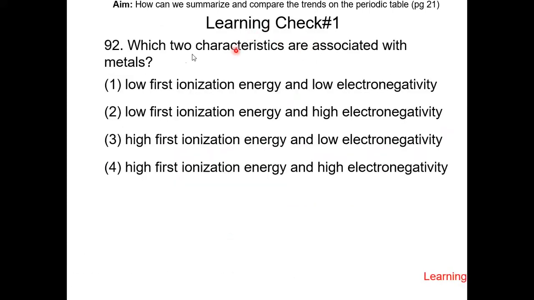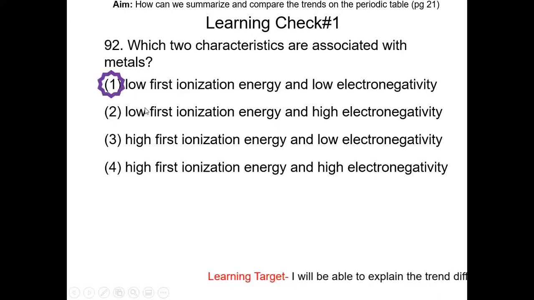Learning check number 1. Which two characteristics are associated with metals? Pause the video and resume once you have the answer. Okay, so here's the answer, choice 1. Low ionization energy and electronegativity.